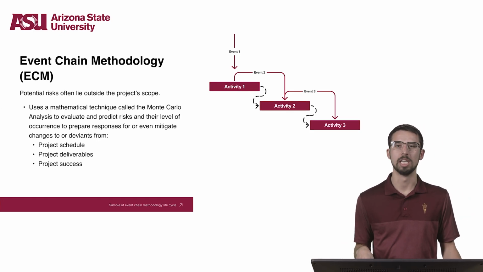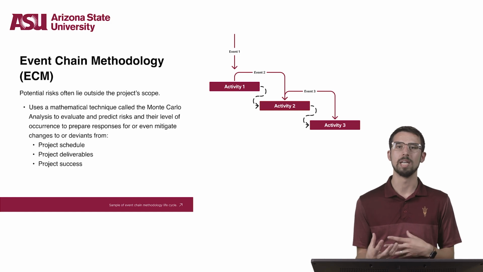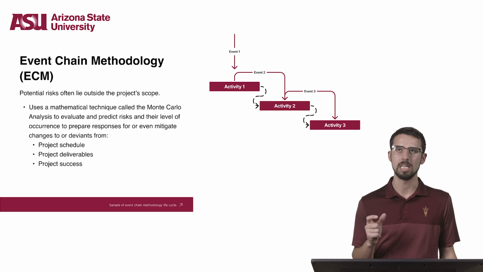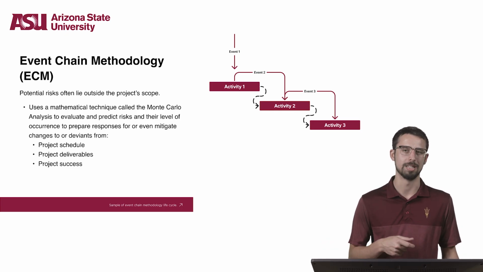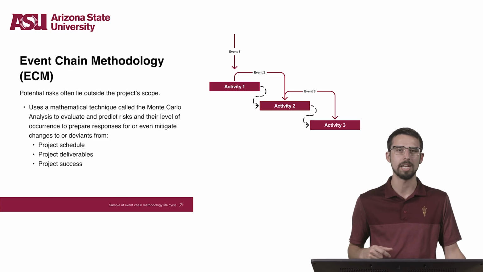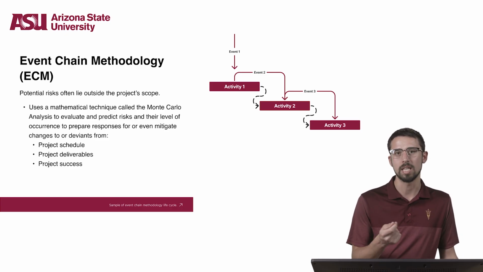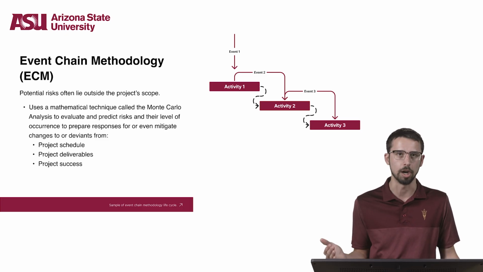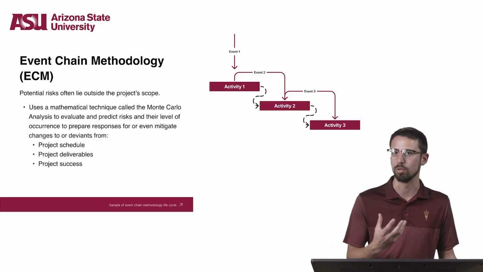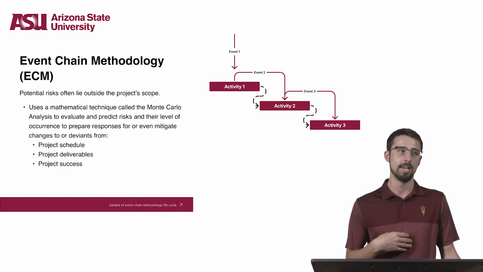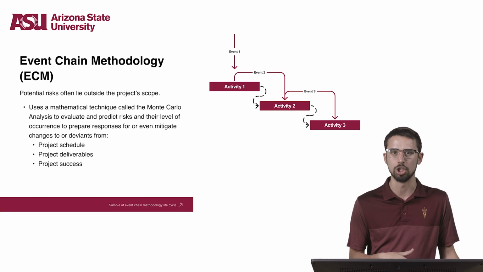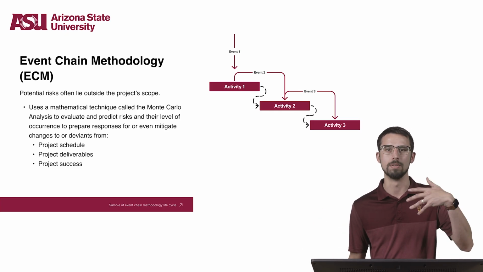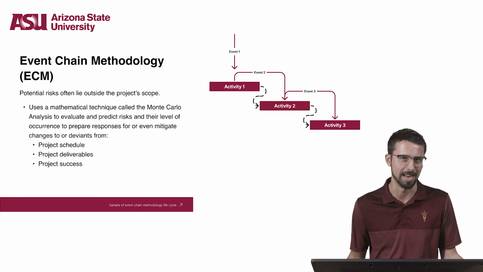Event chain methodology is a procedure that evaluates uncertainties and risks in planning a project. It uses a popular mathematical technique called the Monte Carlo analysis, and we use that to predict the occurrence of certain events that can impact an ongoing project in hope of preparing responses for, or even mitigating, changes to or deviance from the project schedule, project deliverables, or even just the overall project success.